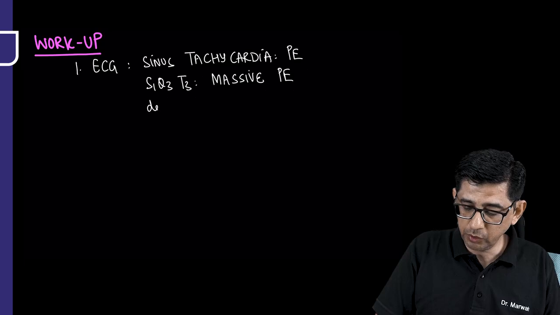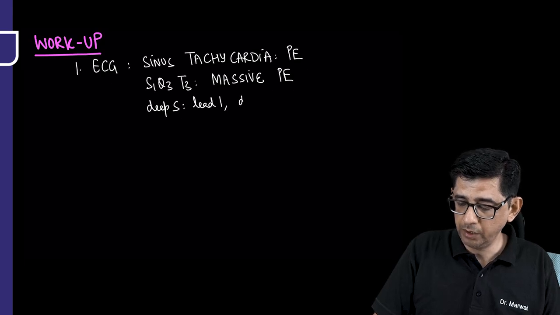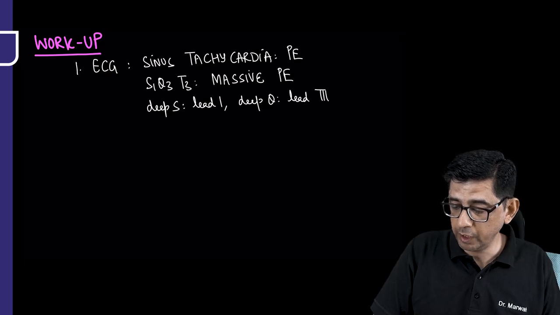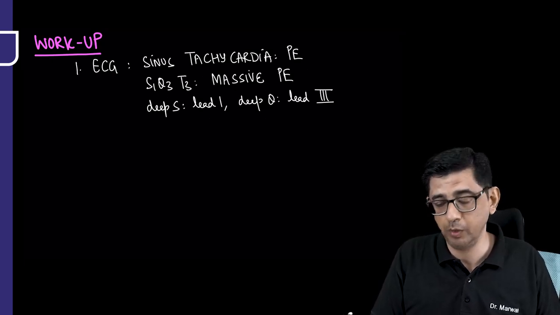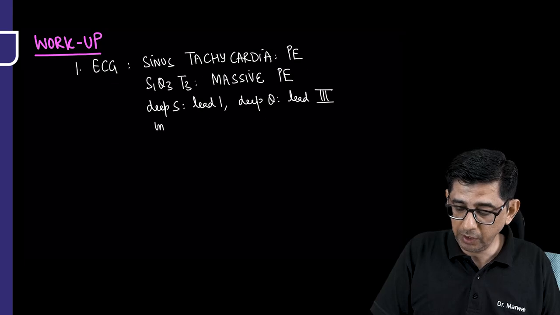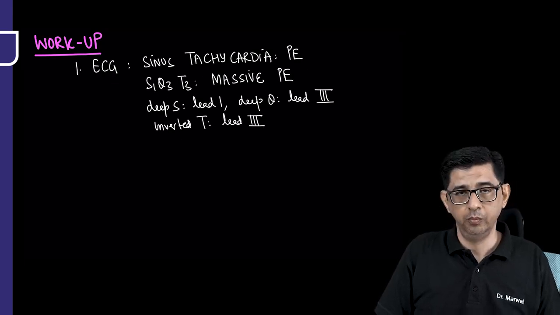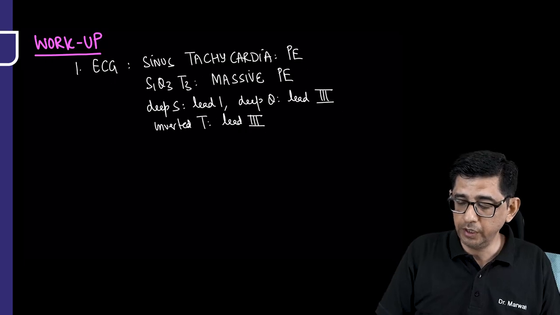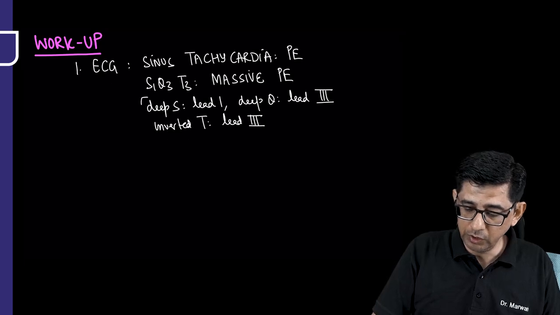The meaning of S1Q3T3 would be deep S waves in lead 1. Then deep Q waves in lead 3. Traditionally, we read about deep Q waves in MI, but today I'm teaching you deep Q waves even for the current topic, pulmonary embolism. And then T3 would mean that there are inverted T waves again in lead 3. So let's do a quick recap. S1Q3T3 means deep S waves in lead 1, Q3, the 3 is for lead 3, deep Q waves in lead 3, and then inverted T waves in lead 3.